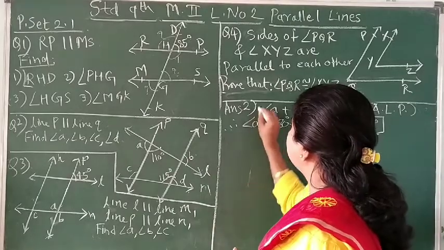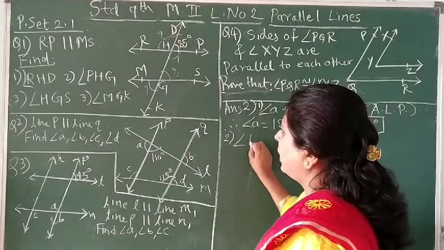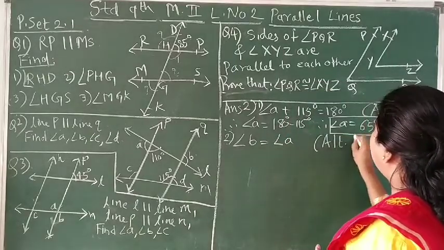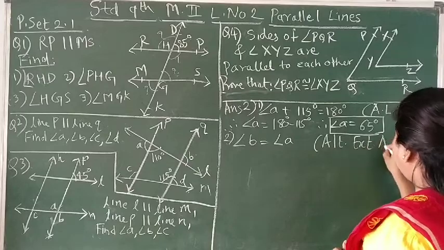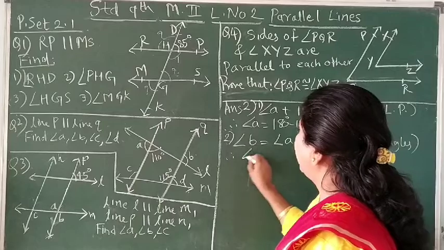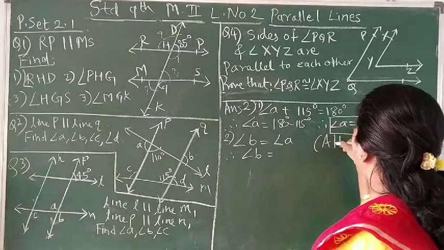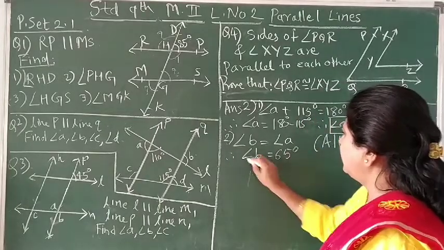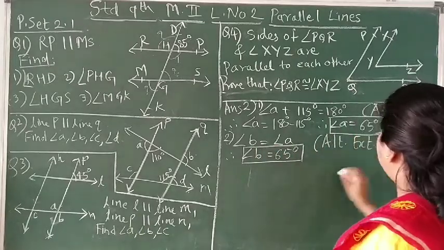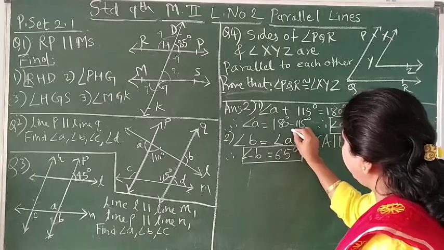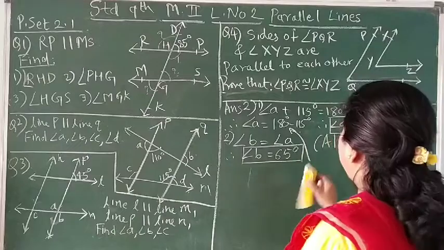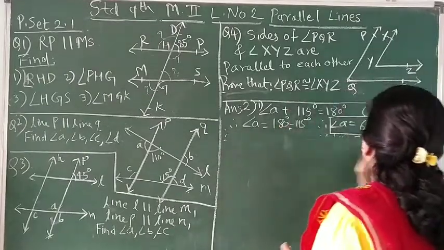Now angle B is equal to angle A. They are alternate exterior angles. So these two angles are equal, and therefore angle B, which is equal to angle A, is 65 degree. So this is the reasoning. Actually here, as I told, alternate exterior angles, we have to write one more step, so let me rub it and write it again for you.